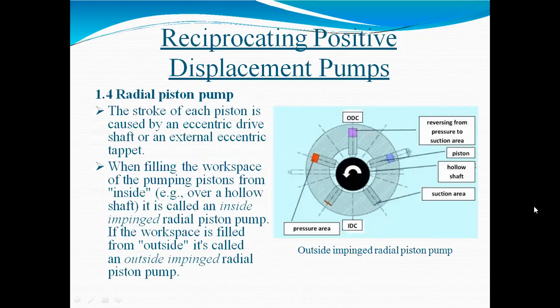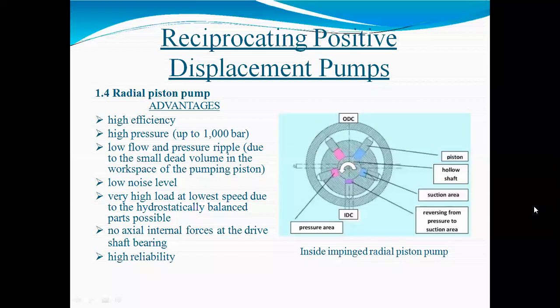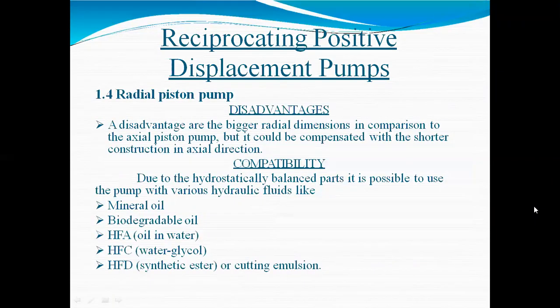This is a radial pump. So we can generate pressure up to 1000 bar with minimum noise. So it is silent in operation and can tackle high load applications. And there are no axial forces acting on the shaft, as it is revolving in the radial direction. These are the applications and advantages of your radial piston pump, which are similar to your previous case.